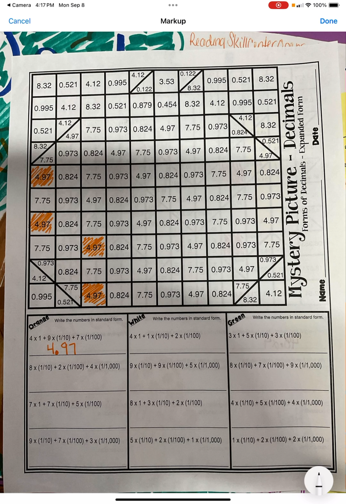This particular one is called the expanded form. I have showed the kids how to do it. That's why some of it is already boxed in. However, I'm going to go to another problem to show you how I do it in class so that they can do it at home.